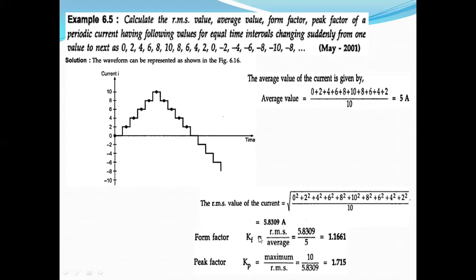Then the form factor. We know it is the ratio of RMS value to average value, and it is 5.8309 upon 5, which is equal to 1.16. Similarly, the peak factor is the maximum value upon the RMS value. The maximum value is 10 here. So Im is 10, and upon the RMS value calculated as 5.8309, my peak factor is 1.715.